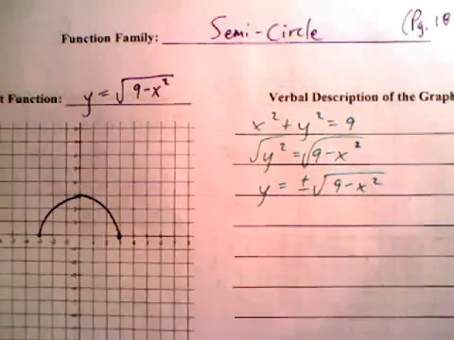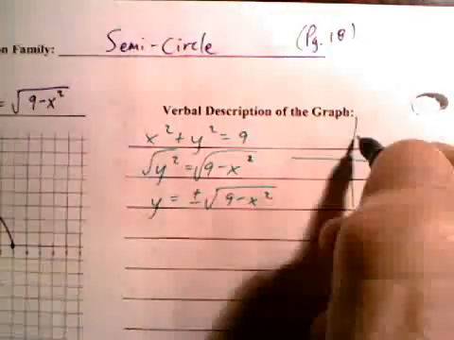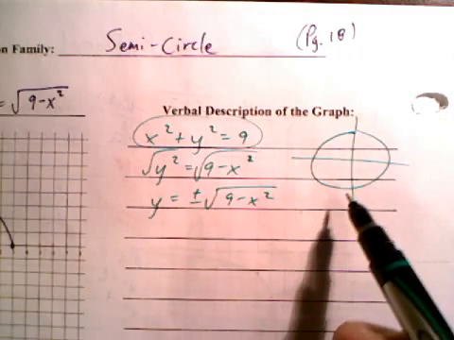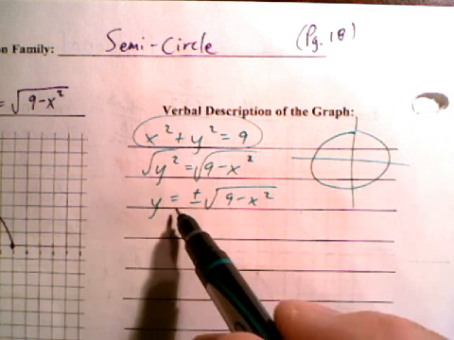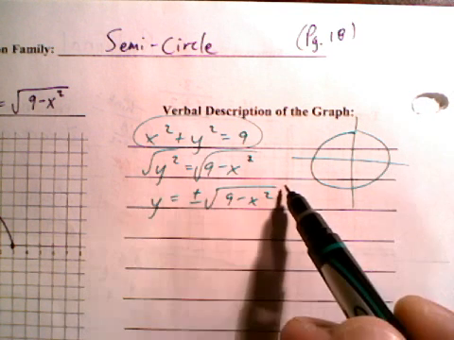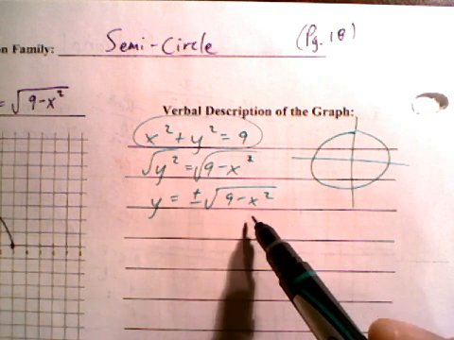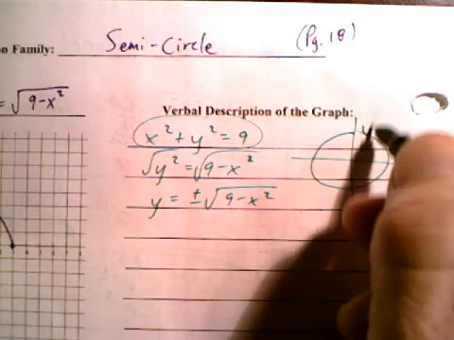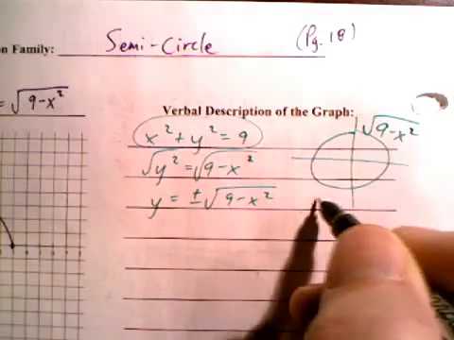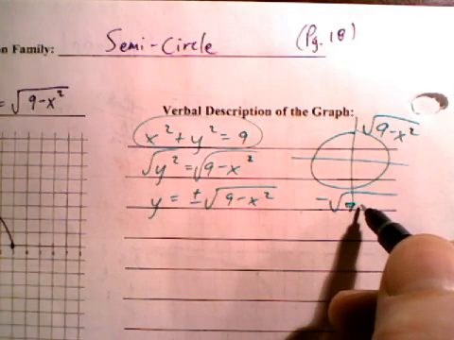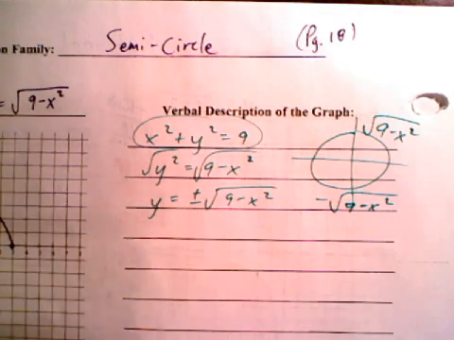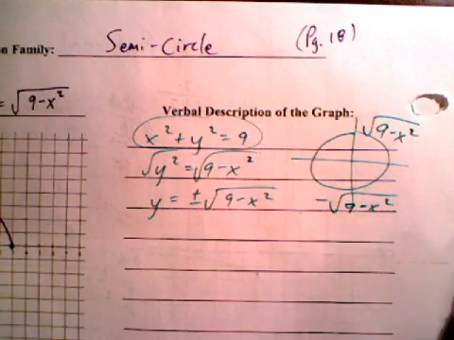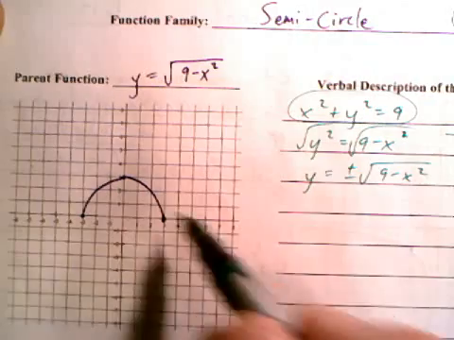9 minus x squared. Keep in mind, the equation that we started with, x squared plus y squared equals 9, is the equation of a circle. When we solve for y and we get plus or minus the square root of 9 minus x squared, then we've taken this circle and broken it down into a top half, which is the positive square root, and the bottom half, which is the negative square root. That's why we just see the semicircle over here to the left. It's just the positive square root. And so that's how we get the top half of the circle.